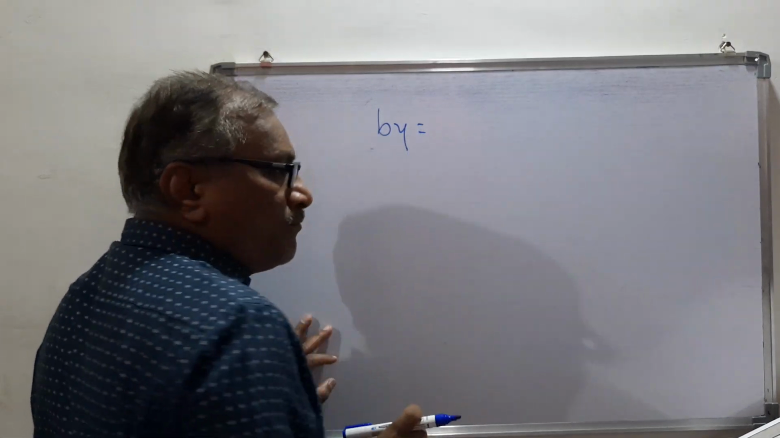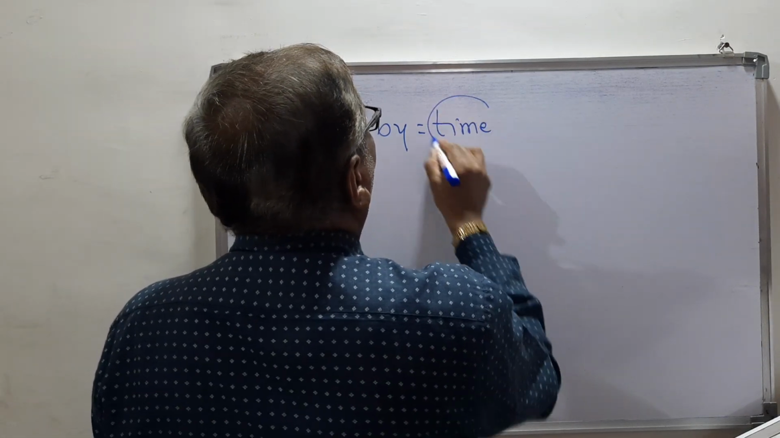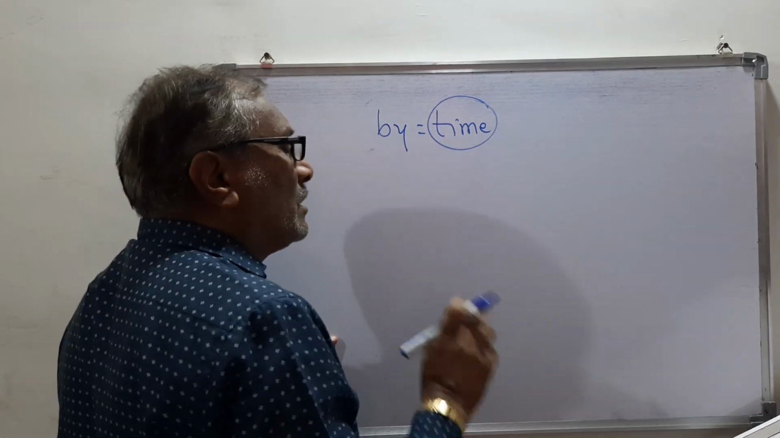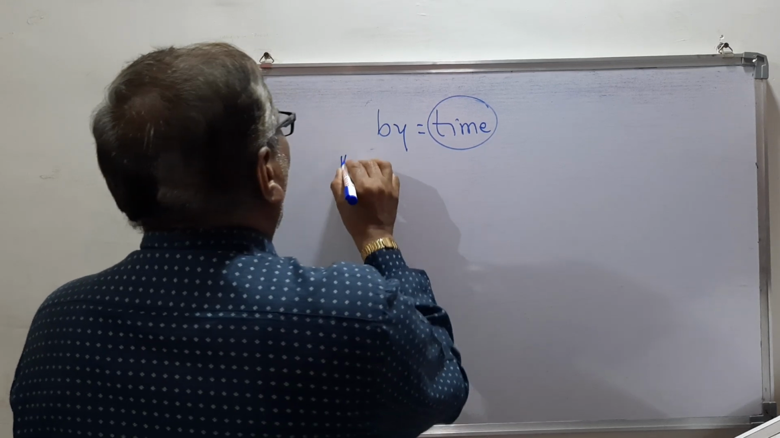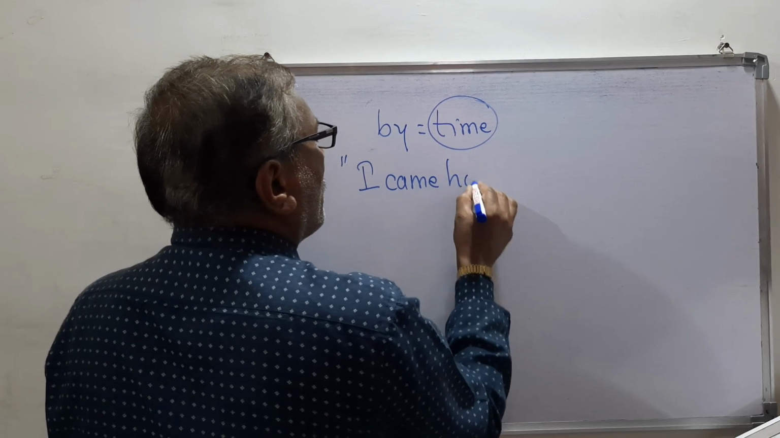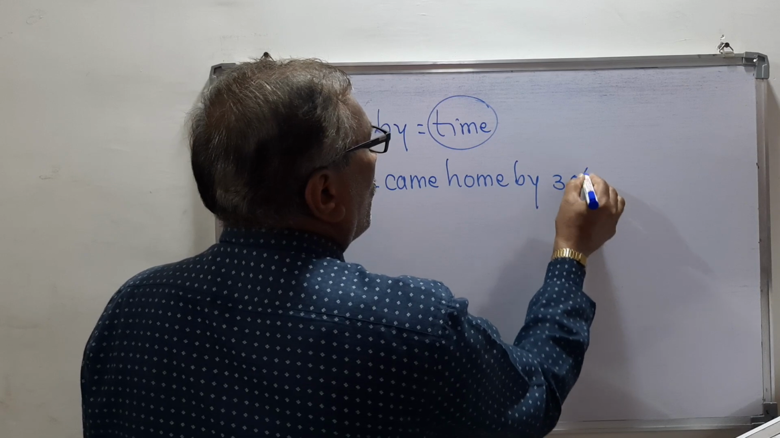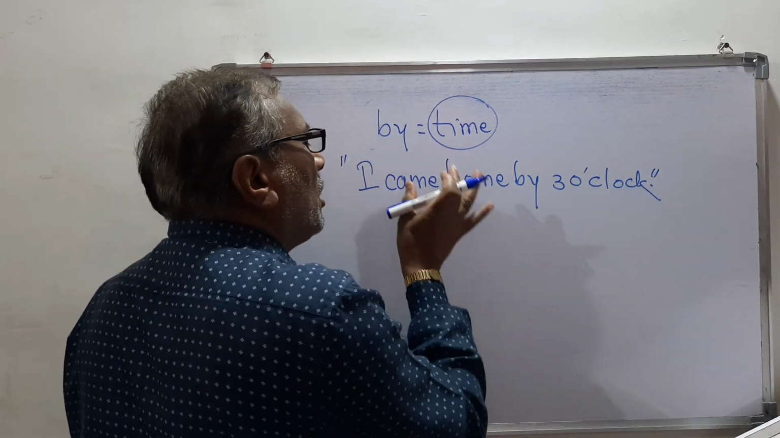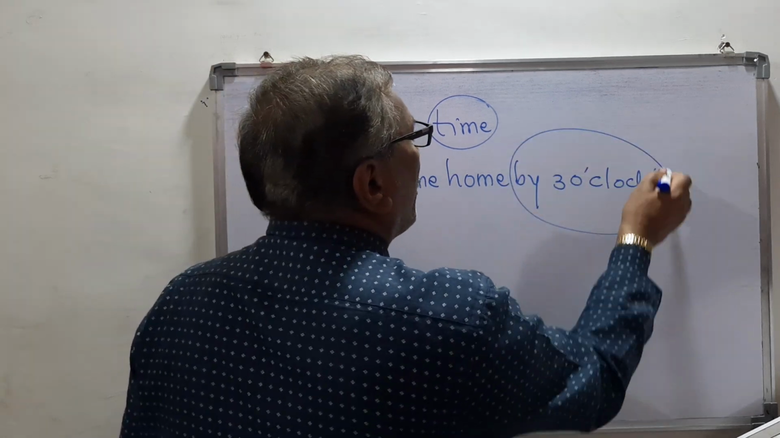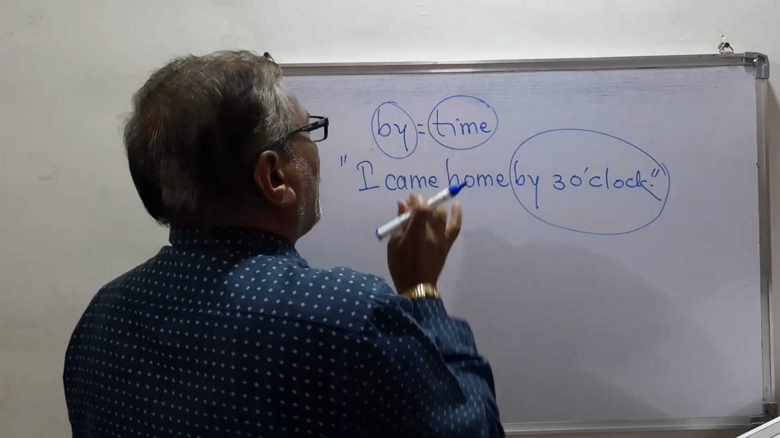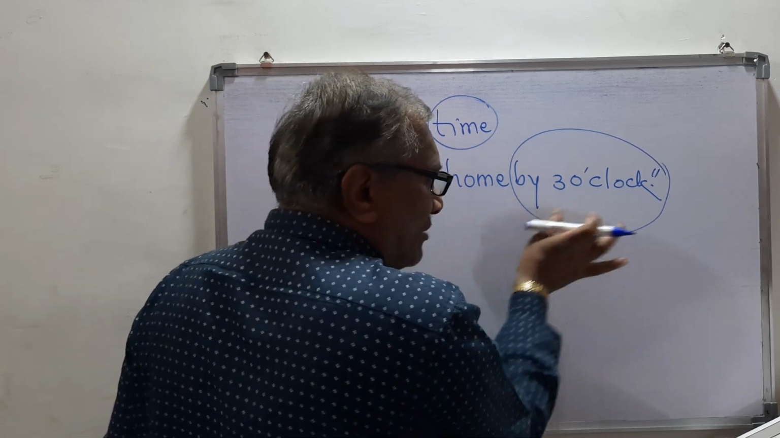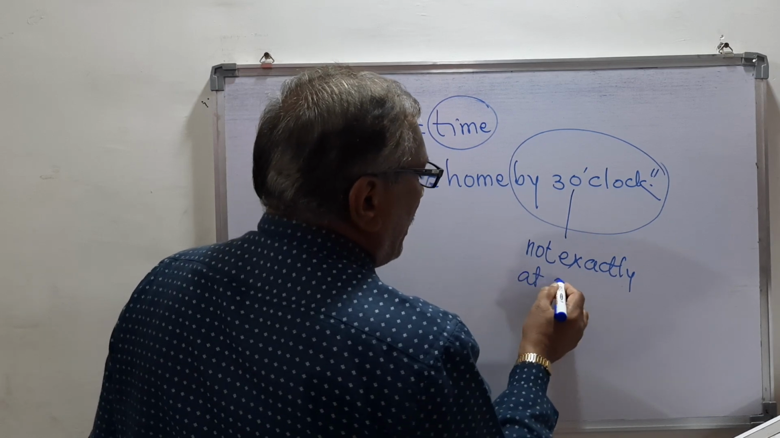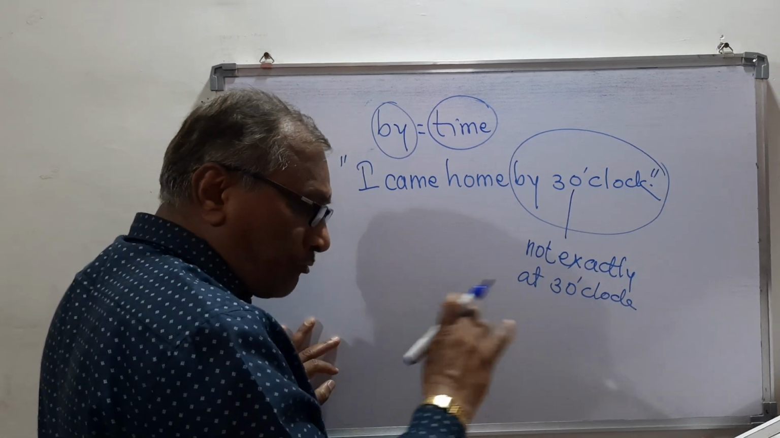So by means what? There is the time. Remember, by means the particular time. By preposition shows the particular time. So remember, for example, I came home by 3 o'clock. By 3 o'clock means I did the action of coming home, and by 3 o'clock, this by is showing here the time. So by 3 o'clock means not exactly at 3 o'clock, but around 3 o'clock.